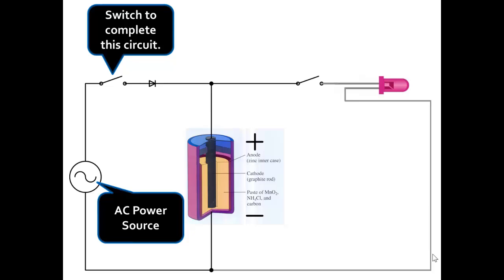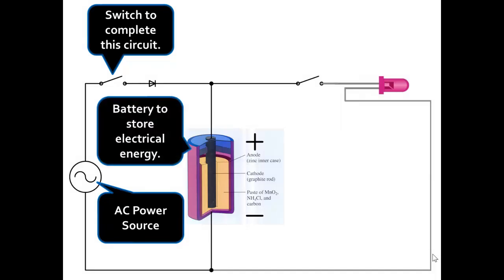We had a float switch in the tank that turned off the pump if it was full. So this switch, we basically turn on the whole circuit with this. So it is slightly different, but we do need a way to turn this entire circuit on and off. Then we have a battery to store the electrical energy.